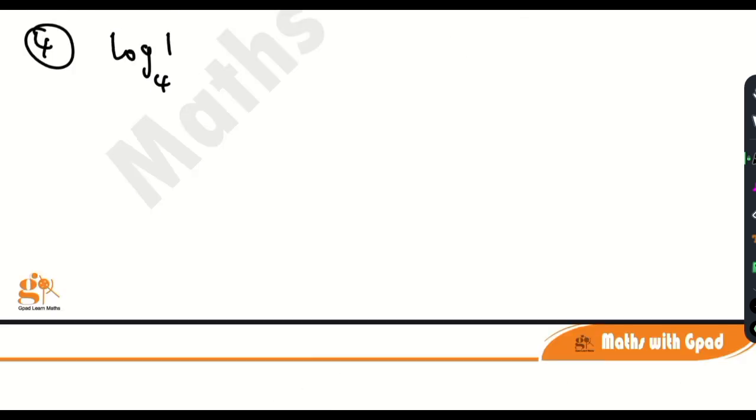This one is very, very easy because the argument is 1. So the logarithm of 1 to any base is always equal to 0. So this is equal to 0. Why? Because the argument here is 1.